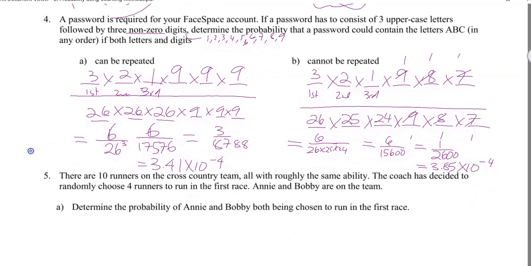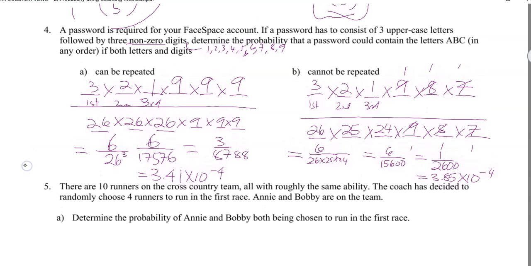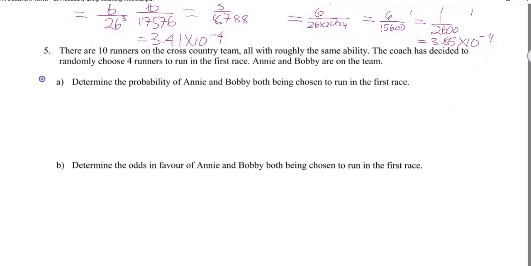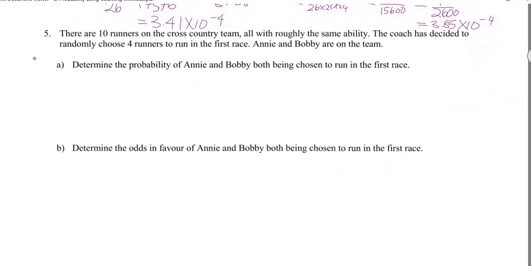Okay, so those are the probabilities, right? Last unit, we would have just asked for this, or maybe this. What's the total number of these with this condition, and what's the total number without regard to any conditions? There are 10 runners, a new problem. There are 10 runners on the cross-country team, all with roughly the same ability. The coach has decided to randomly choose 4 runners to run in the first race. Annie and Bobby are on the team. Determine the probability of Annie and Bobby both being chosen to run in the first race.